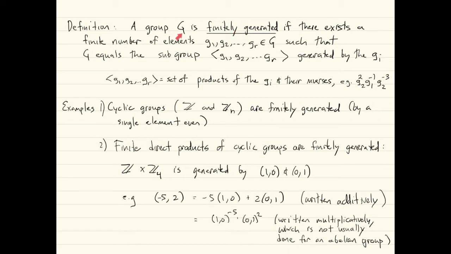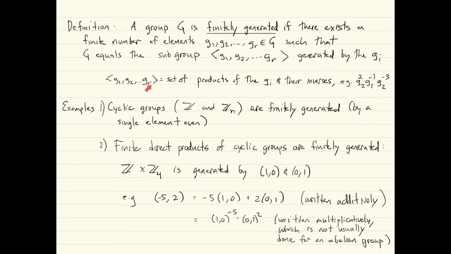A group is finitely generated if there exists a finite number of elements, g1, g2, up to gr, these are elements of our group G, such that G equals the subgroup, denoted with these brackets, ⟨g1, g2, ..., gr⟩, that is generated by the gi's. So here's what that means.